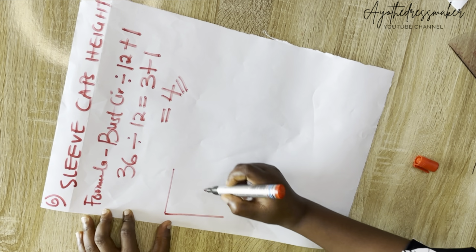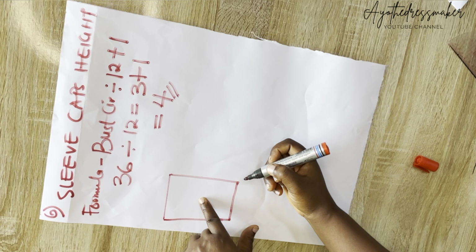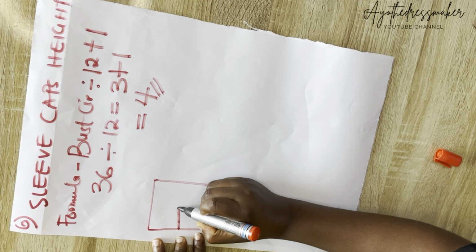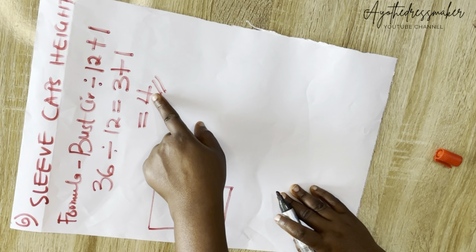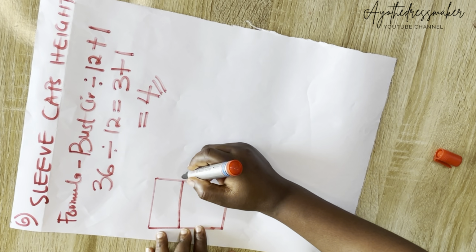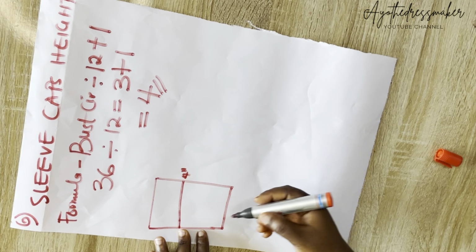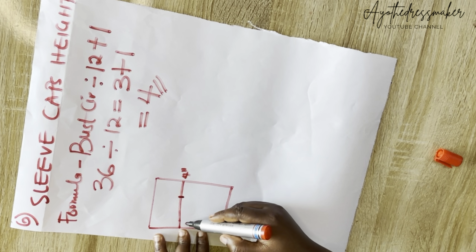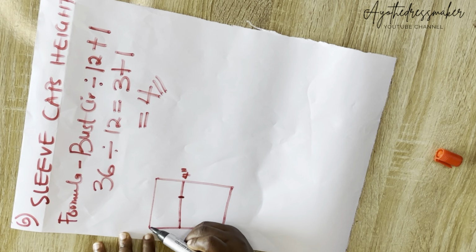And to illustrate a bit, assuming that this is our pattern paper, the next thing we need to do is to get the sleeve cap height. So I'll just indicate here, let's assume that this is the sleeve cap height, which is the 4 inches we got here. I'll just indicate 4 inches here. On this sleeve cap height, that is where we are going to measure our armhole divided by 2. I just indicated that there, and then we'll go ahead and link it up to the top of the sleeve like so.